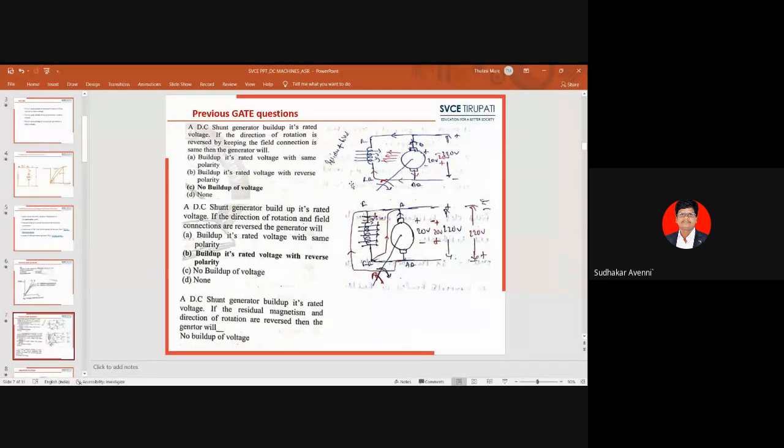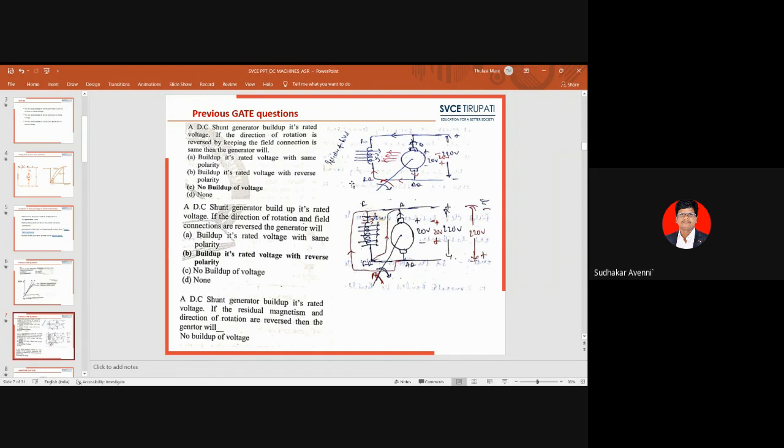Now this increased shunt field flux is added to the residual flux. Then the resultant flux increases and the generated voltage increases. This increased generated voltage again drives current through the shunt field winding. The shunt field flux increases further, and this further increment is again added to the residual flux. This process is cumulative until the generator builds up its rated voltage.